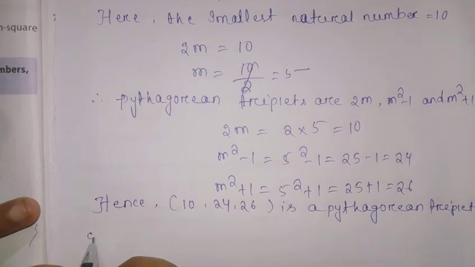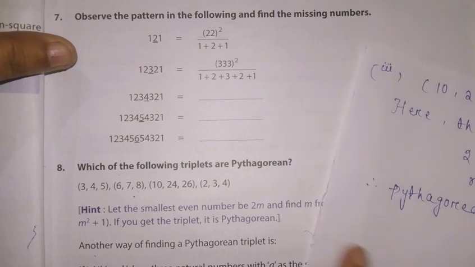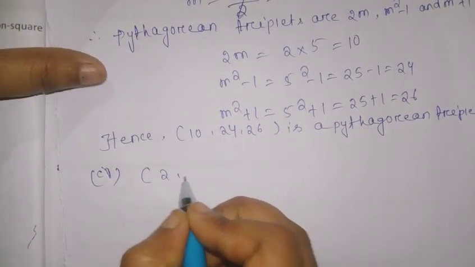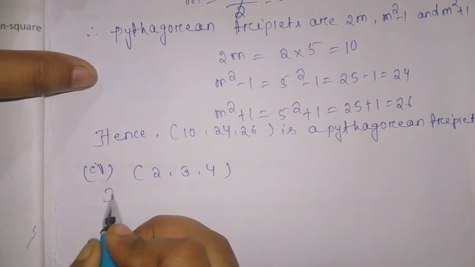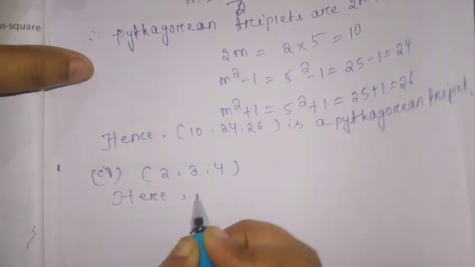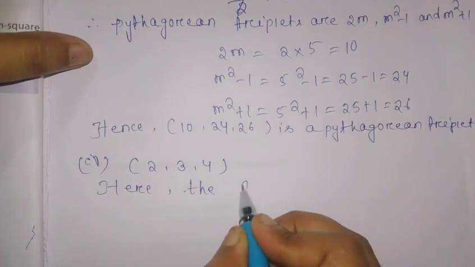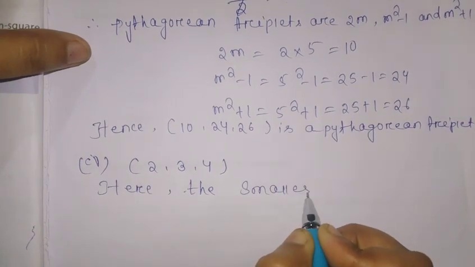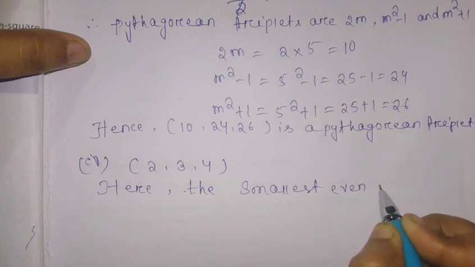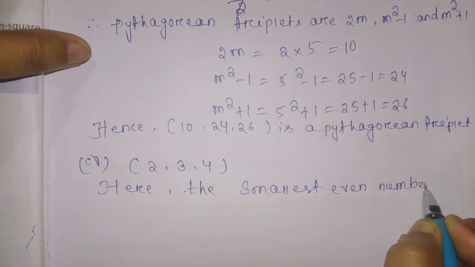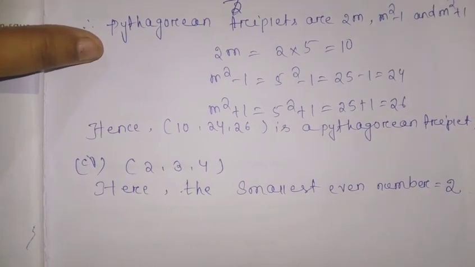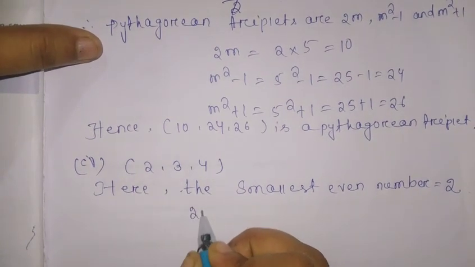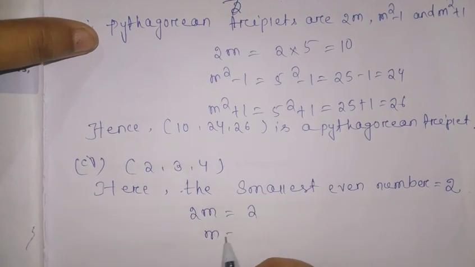Then we solve part 4: 2, 3, 4. Here the smallest even number equals 2. Then 2m equals 2, m equals 2 by 2 equals 1.